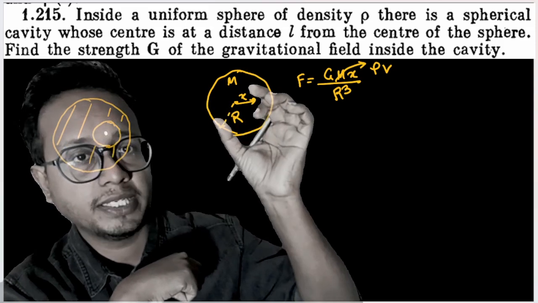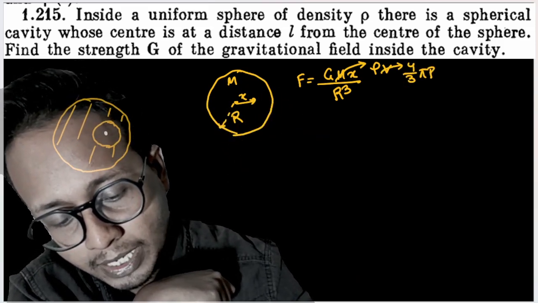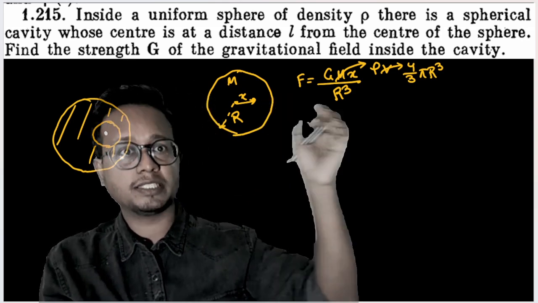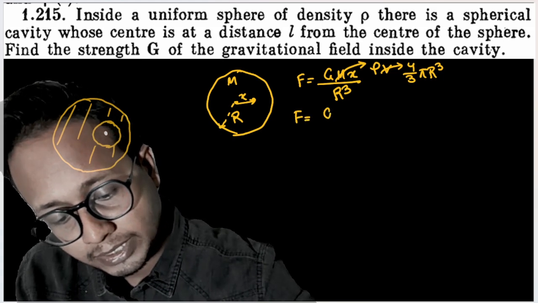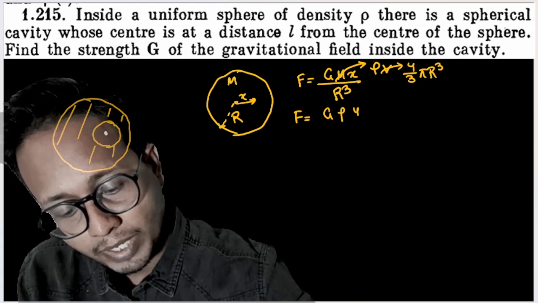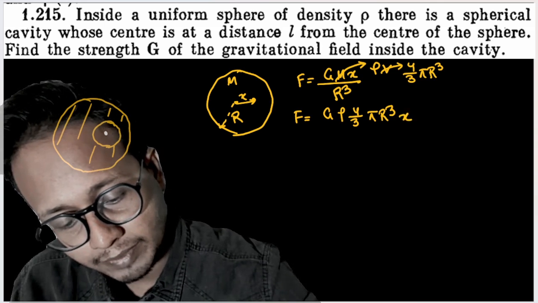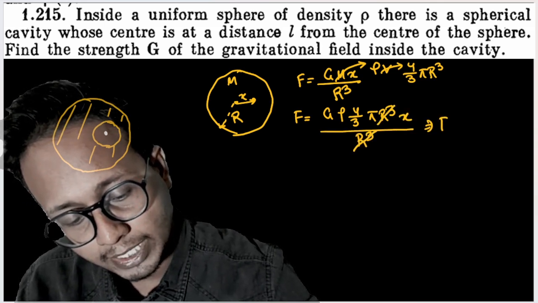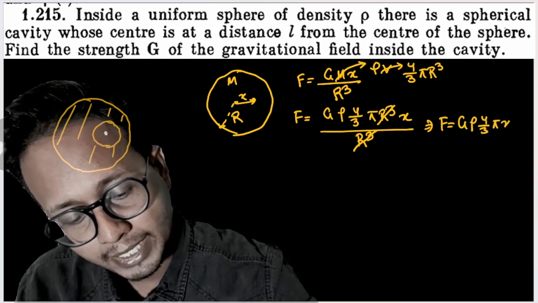And the volume of a sphere is nothing but 4 by 3 pi r cube. So the volume of this sphere is 4 by 3 pi r cube. So field inside a planet is nothing but G into rho, the density of the planet, into 4 by 3 pi r cube into x divided by r cube. R cube and r cube would get cancelled. Or F is equal to G into rho into 4 by 3 pi x.